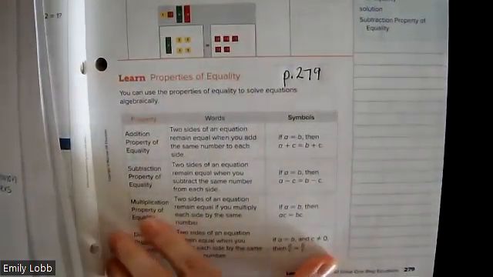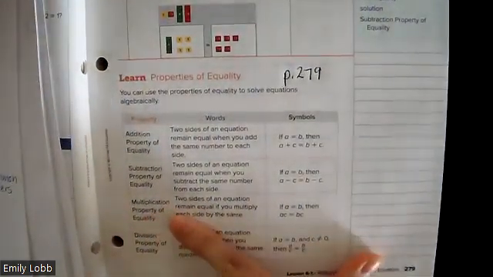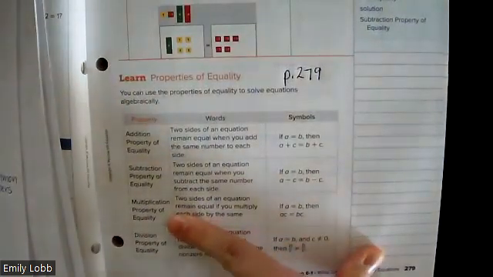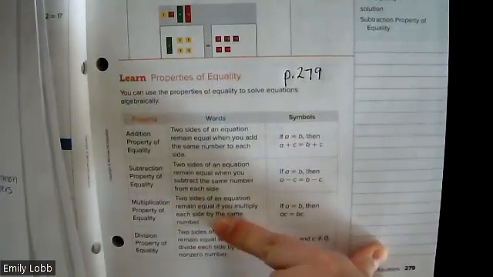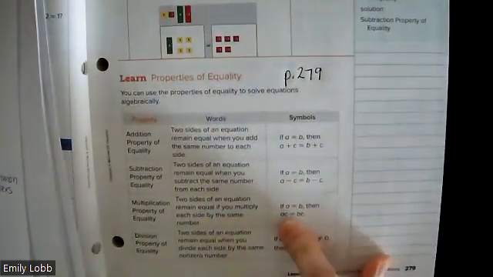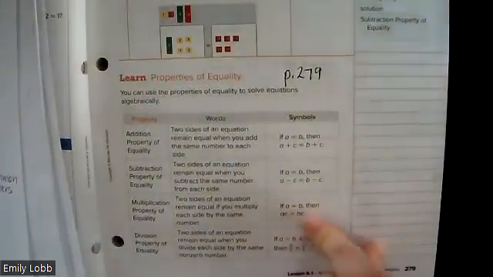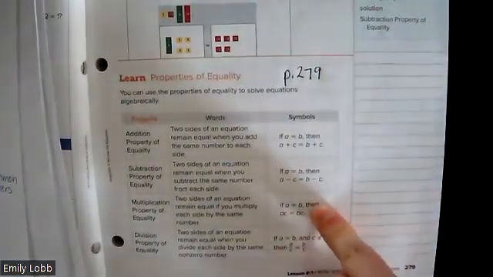Okay, I will. So here's the multiplication property of equality. Two sides of an equation remain equal if you multiply each side. So in other words, if you multiply the left by c, you have to multiply the right by c to keep it equal.